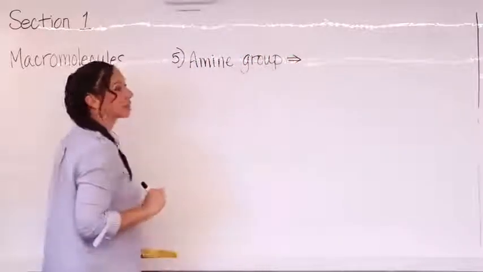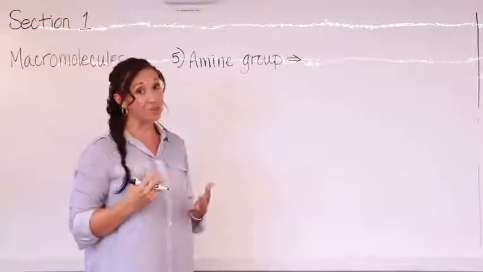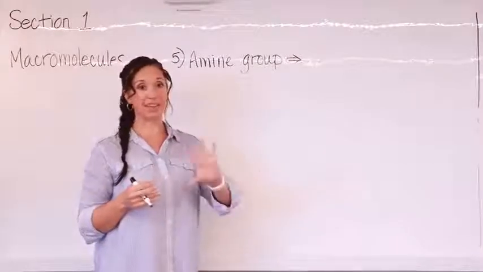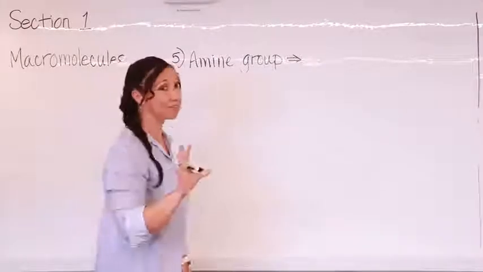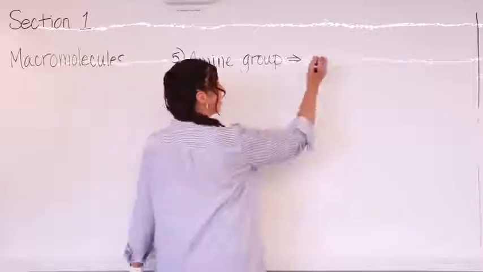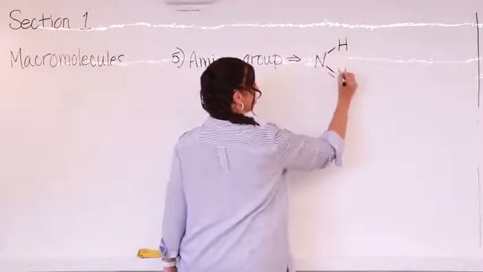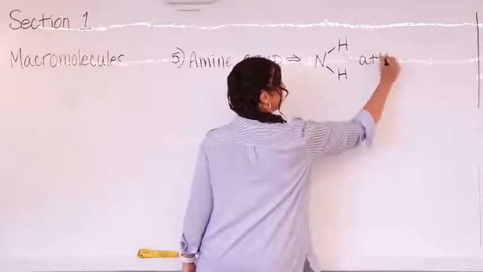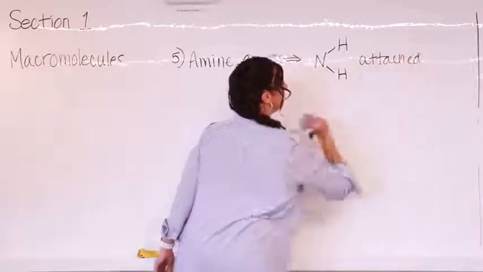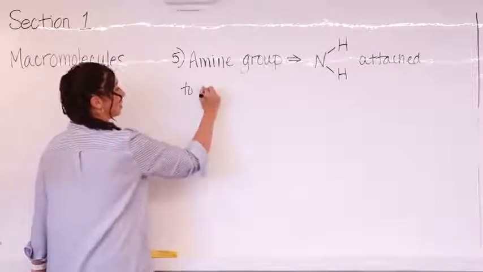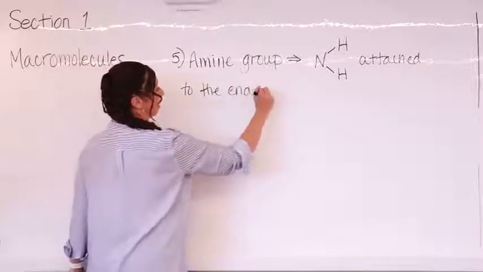An amine group is when you have a nitrogen and two hydrogens attached to the end of a carbon chain. It's very simple. You'll recognize these fast. So it's when you have an NH2, basically, attached to the end of a carbon chain.